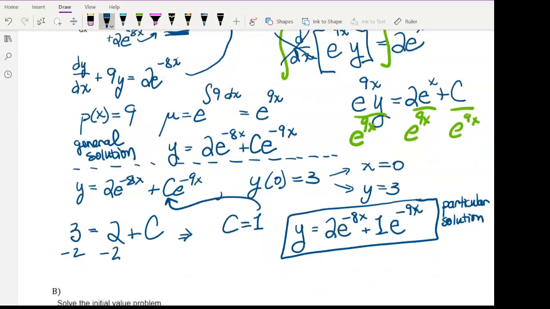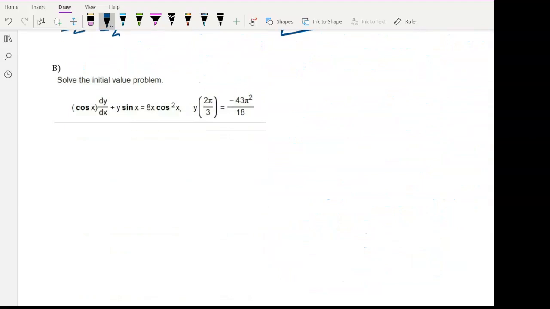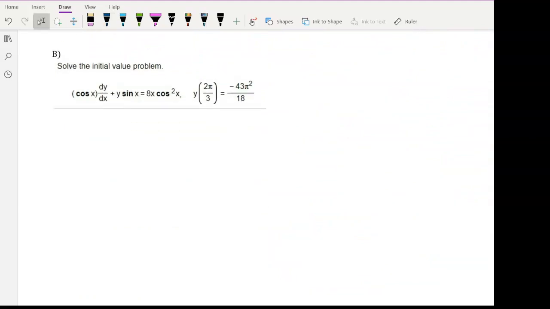So let's look at one more initial value problem. We are being asked to solve the initial value problem: cosine of x times dy/dx plus y times sine of x equals 8x times cosine squared x, and y at 2 pi over 3 has a value of negative 43 pi squared over 18. Now that value might look a little bit intimidating.